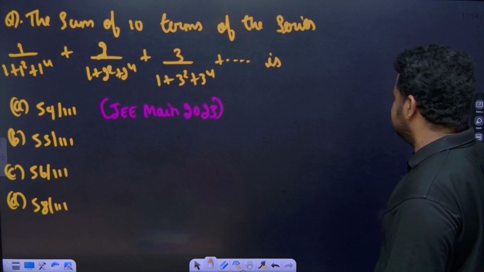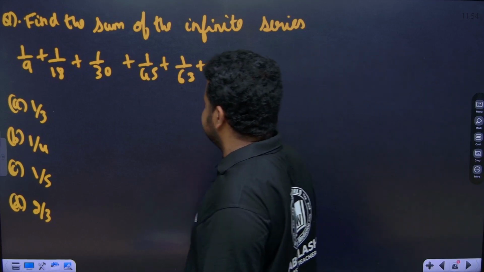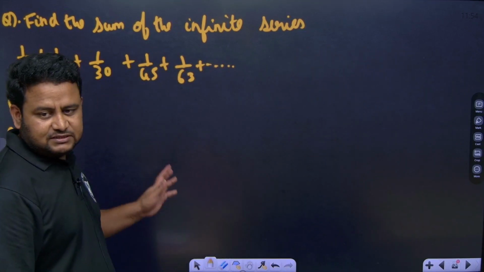Now look at this question. This is similar. Let's do some other question. Look at this question: find the sum of the infinite series.